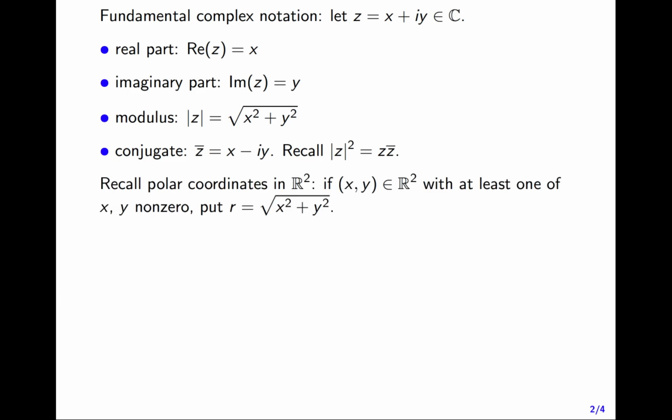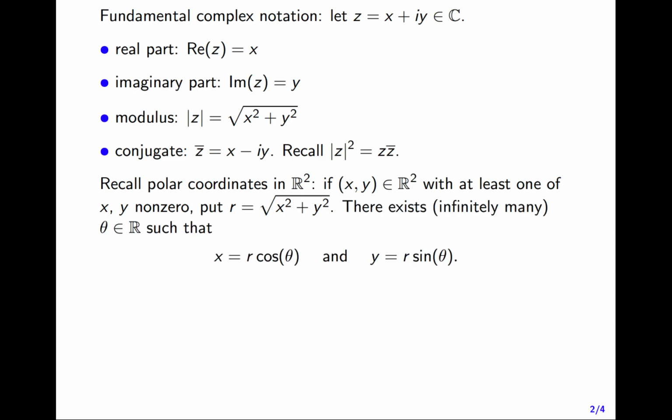And one of the most useful things we can do with complex numbers is write them not necessarily as x plus iy or as ordered pairs (x, y), but in polar coordinates. So let's say we're in R2, purely real land, not complex land. If you have an ordered pair (x, y) in R2, and at least one of the coordinates x or y is non-zero, let's define r to be the square root of x squared plus y squared. So r is basically the modulus.